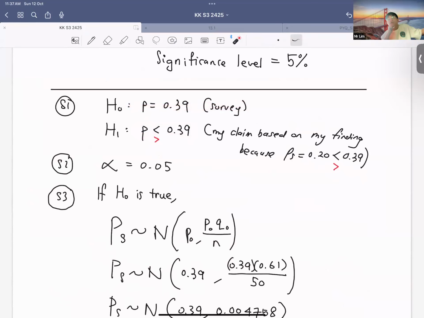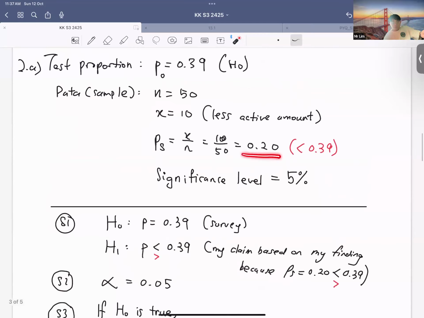So p is less than 0.39. Okay. We are going to write this as our conclusion. We reject this, we accept this. So we are going to write this statement: p is less than 0.39. We are confident that this 0.2, which is very far away from 0.39, has sufficient evidence to show that the proportion of exercise among the students, less active, is less than 0.39. This is what we should say, based on this.